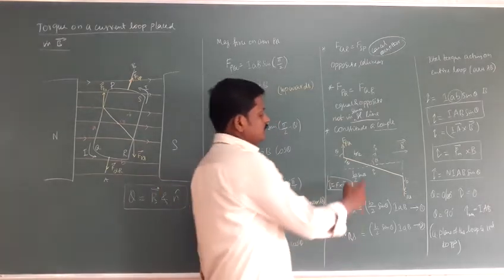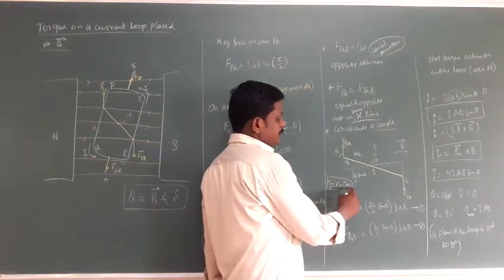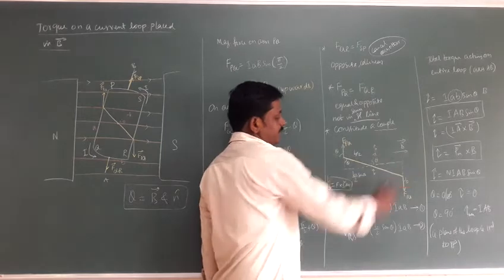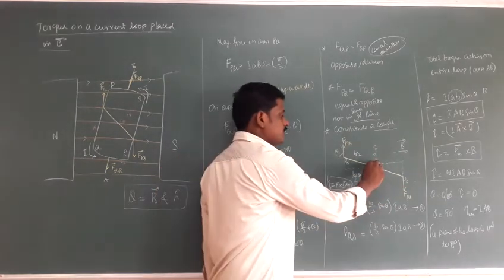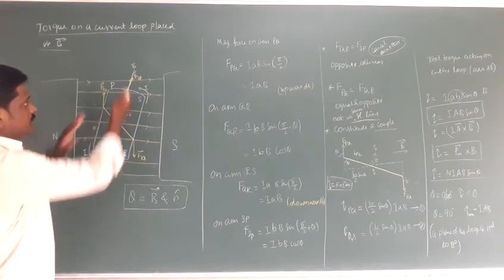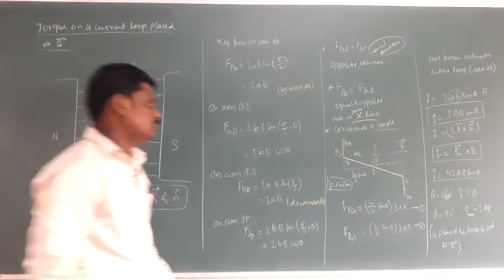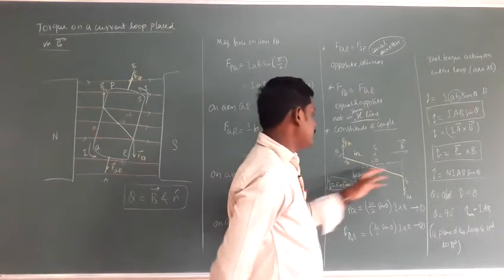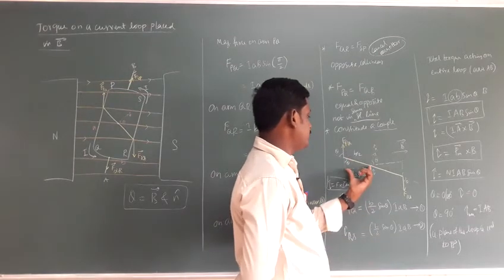So now what is my torque? Force into perpendicular distance. There is an axis of rotation along AB, so that PQRS is rotated along the axis AB. So here, what is the perpendicular distance? This one is the perpendicular distance.